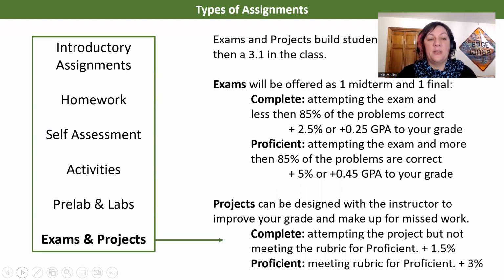And lastly, we have exams and projects. Everything else that we've talked about so far is going to make up the bulk of your grade. Exams and projects are about building up your grade to be higher, taking you from a 3.1 to maybe a 3.5 or a 4.0. So I really think of these assignments as optional. If you need a 3.1 in this class, then you don't really need to take an exam or complete a project. The projects are also very optional.